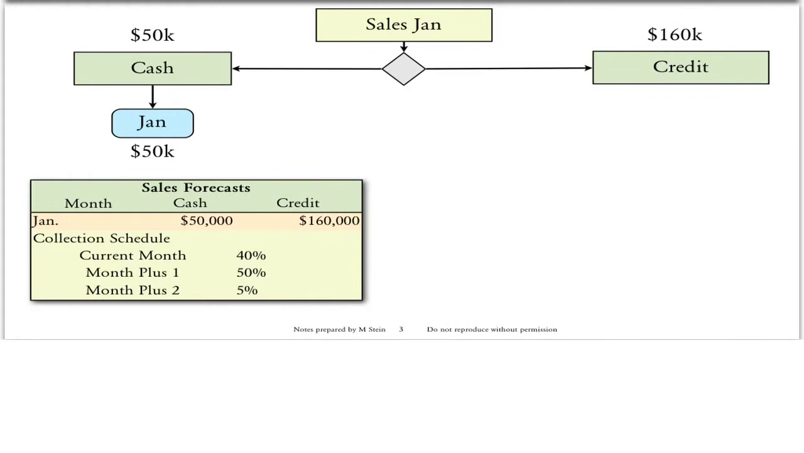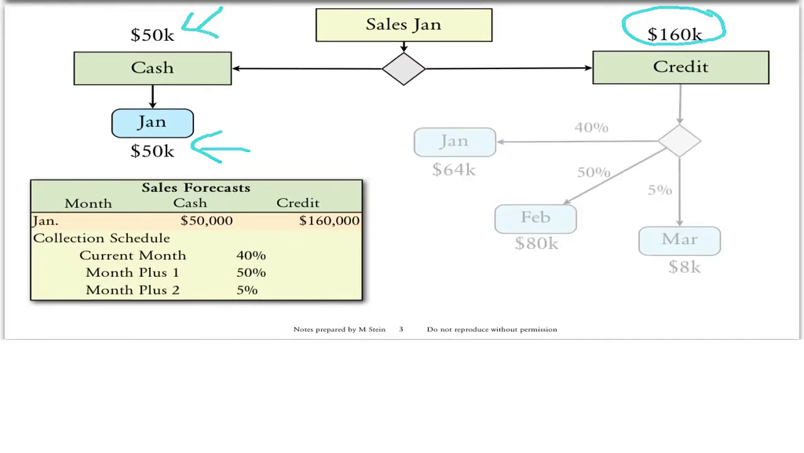It is always important when doing a cash budget to make sure you get the timing correct. So let's look at January sales, and we'll do a bit of a flow chart just to make sure we understand when we expect the cash to come in. So initially there are $50,000 of cash sales, and those will be collected in January, and $160,000 in credit sales.